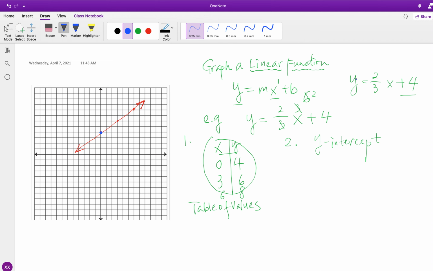Now from here, I will count the slope, because this is a rise and this is a run, right?